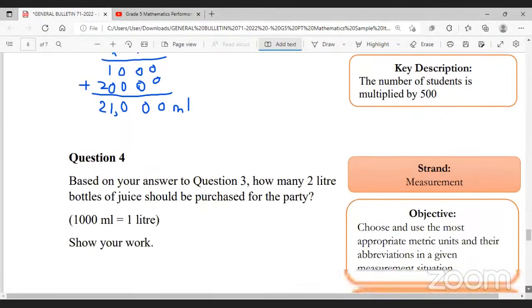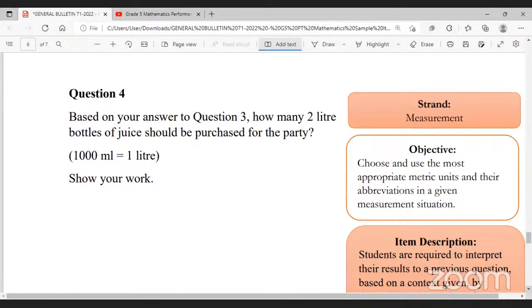Move on to number 4. It says, based on your answer to question 3, how many 2-liter bottles of juice should be purchased for the party? How many 2 liter bottles of juice will be purchased for the party? So we have a conversion here to say that 1,000 milliliters will give us 1 liter.